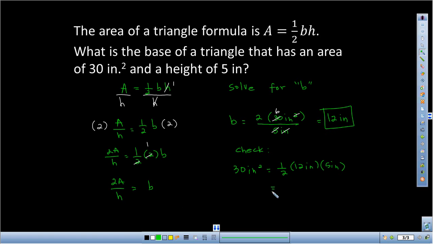So we have 30 inches squared on the left side of the equation. We have 1/2 times 12. Well, we know that half of 12 is 6. So we have 6 inches multiplied by 5 inches. And when we do that calculation, we find that we get 30 inches squared on both sides. So the solution checks. So b is equal to 12 inches.